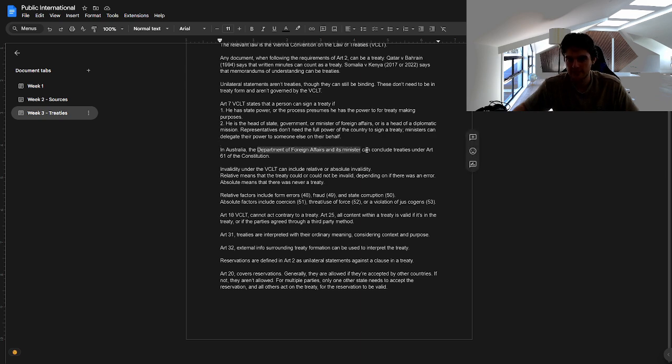The Department of Foreign Affairs and its minister conclude, pretty straightforward. Article 61 of the Constitution outlines the Australian policy for that. There's a whole way of doing it, but I wasn't really bothered with getting into that. It's something like a 7-step process in Australia.